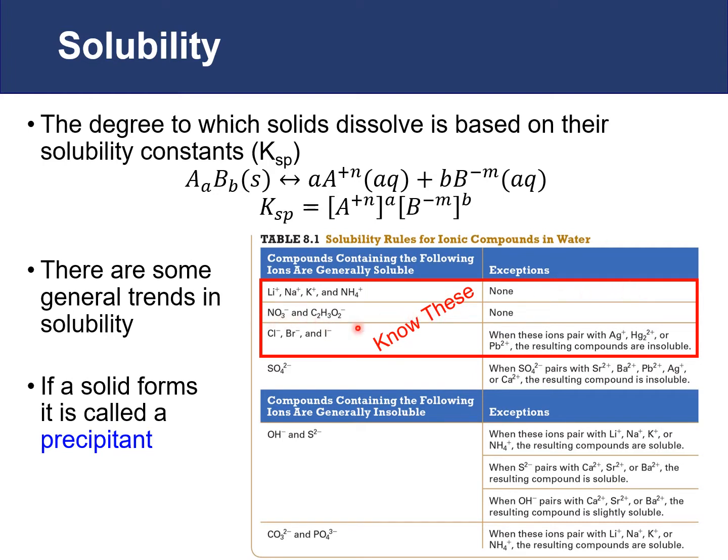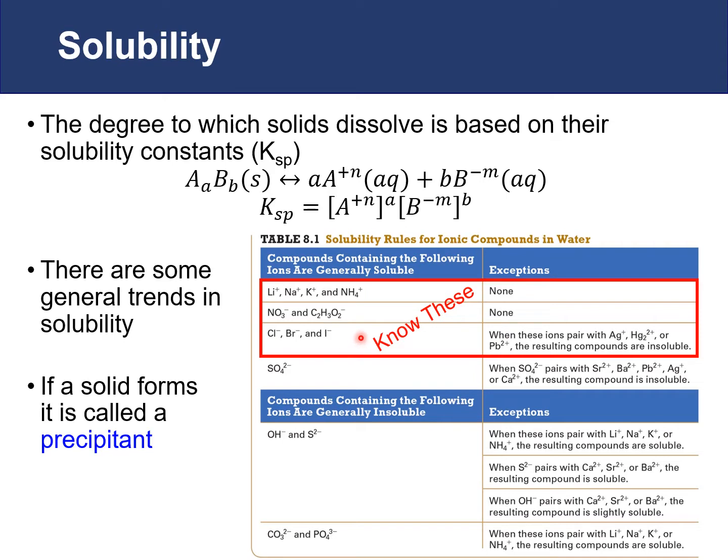Similarly, for anions, the nitrate and acetate ion, where that is C2H3O2 minus, anything that is bound to these, so a metal bound to one of these two, will be soluble. There are no exceptions. Chlorides, bromides, and iodides, and in fact all your halides, anything in the next to last column of the periodic table, will be soluble.